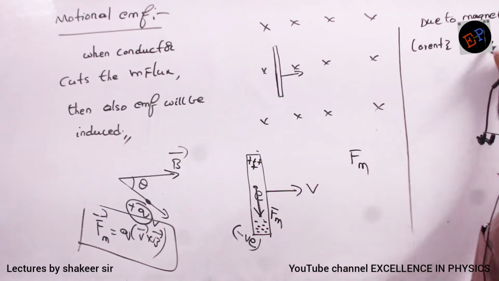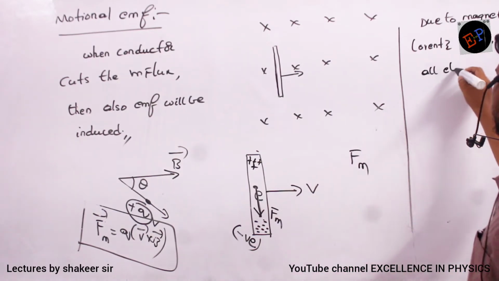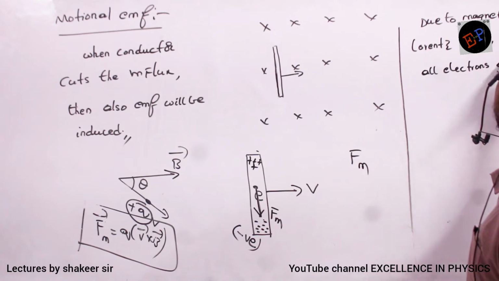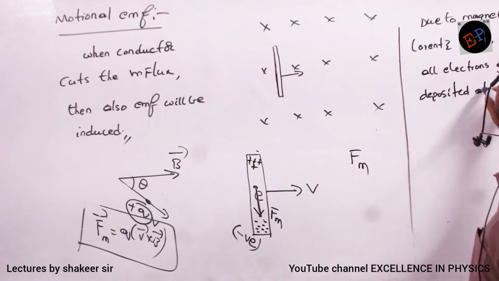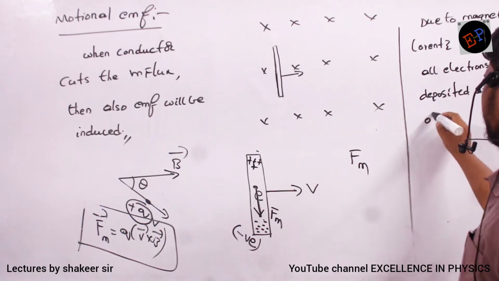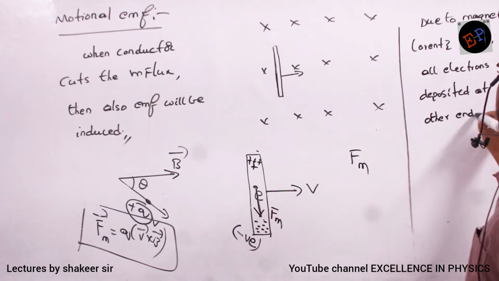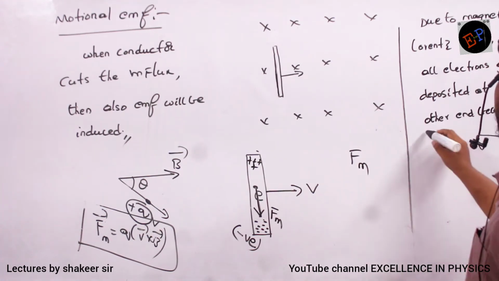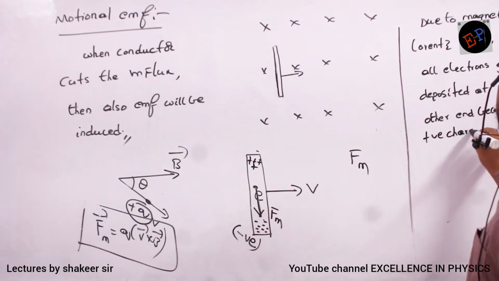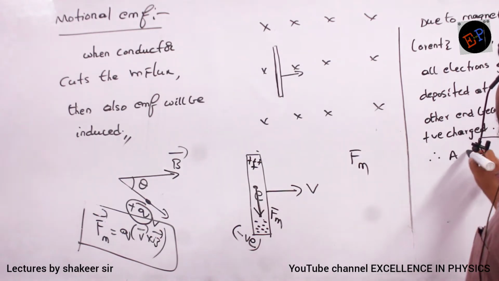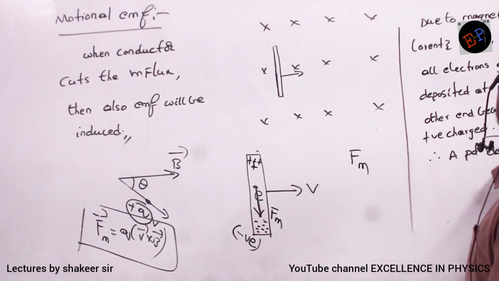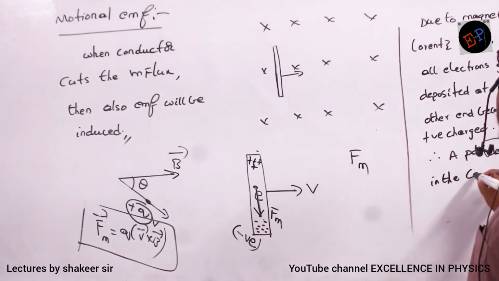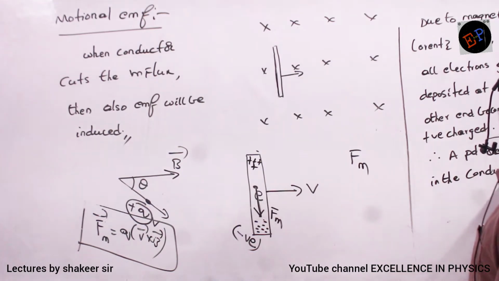So due to magnetic Lorentz force, all electrons get deposited at one end. Okay? The other end becomes positively charged. Therefore, a potential difference develops in the conductor. So are you able to understand why potential difference is developing here?